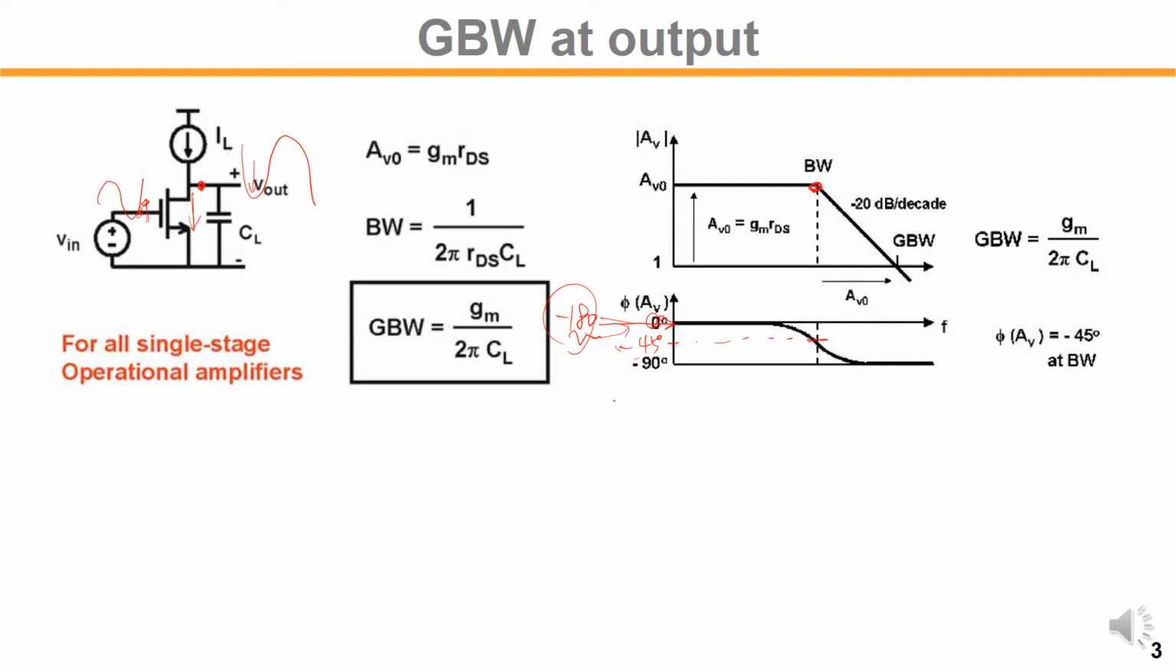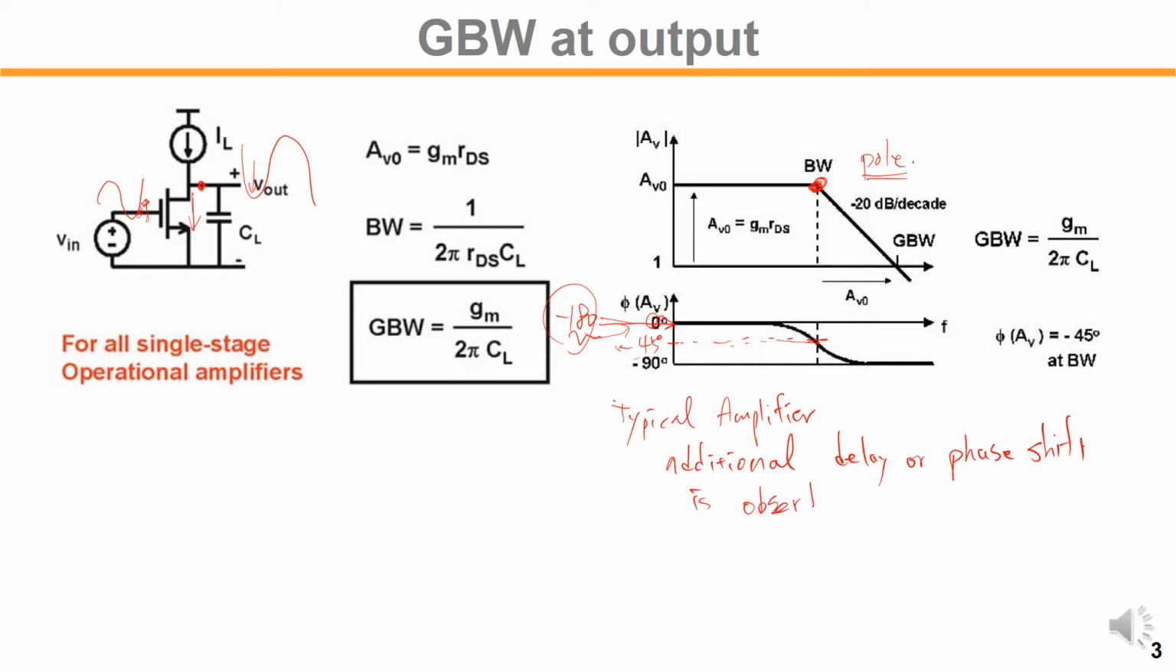But in a typical amplifier design, this additional phase shift or delay out of this pole is observed by the pole, right?